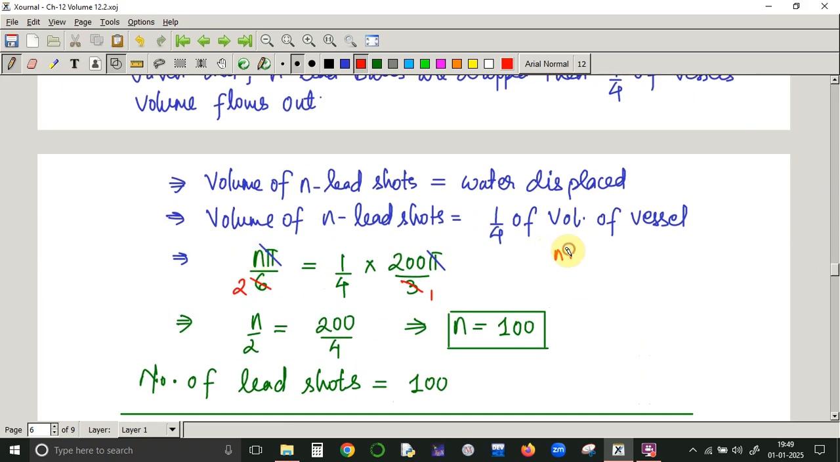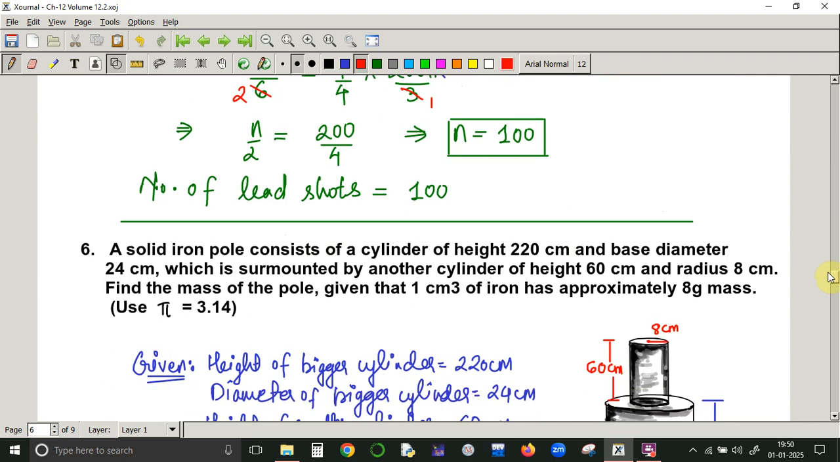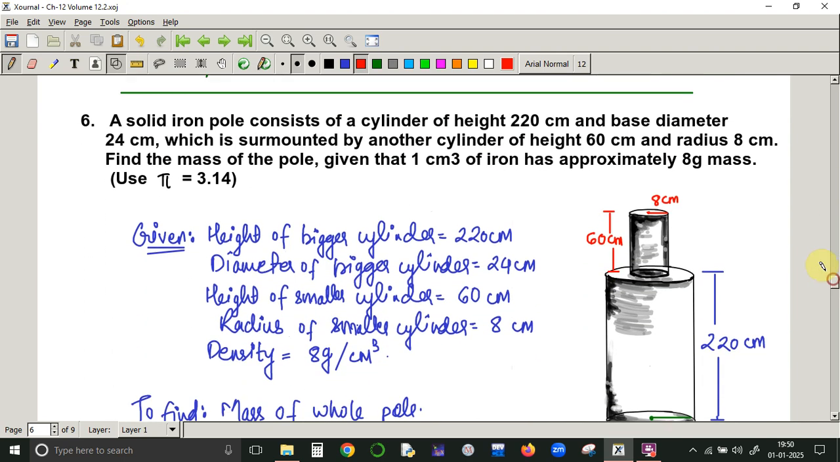Okay, so n pi upon 6 is equal to 1/4 of 200 pi upon 3. So that's why I have kept pi. No need to put the value of pi, because in comparing two things, they are going to cancel. Now simplify this further, you will get n is equal to 100. I hope this is clear. So there were 100 lead shots dropped into the conical vessel.